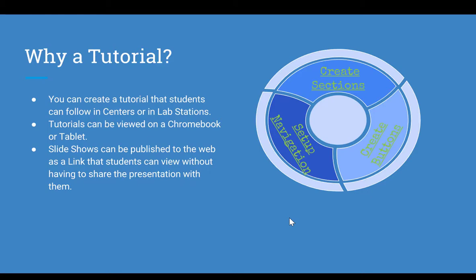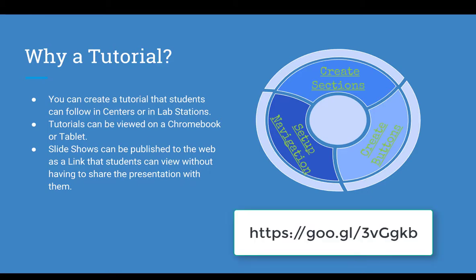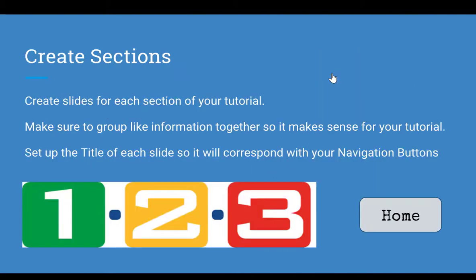And of course, whenever I put the video on YouTube later today, I'll provide the link to this slideshow so that you can access it if you want to learn more about how to do this. But it's very basic. Like I said, first thing that you want to do is decide what your sections are going to be. Make sure that you group your information together so it makes sense for the tutorial, and then decide out of your sections how many you'll have, and then you'll need to have a button for each corresponding section.